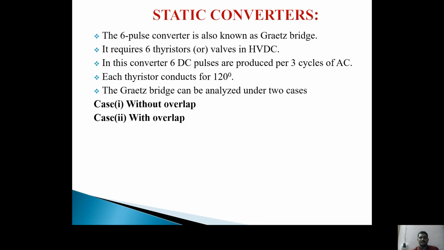The 6 pulse converter is also known as the Graetz bridge. It requires six thyristors or valves in HVDC. In this converter, 6 DC pulses are produced per cycle of AC. Each thyristor conducts for 120 degrees.